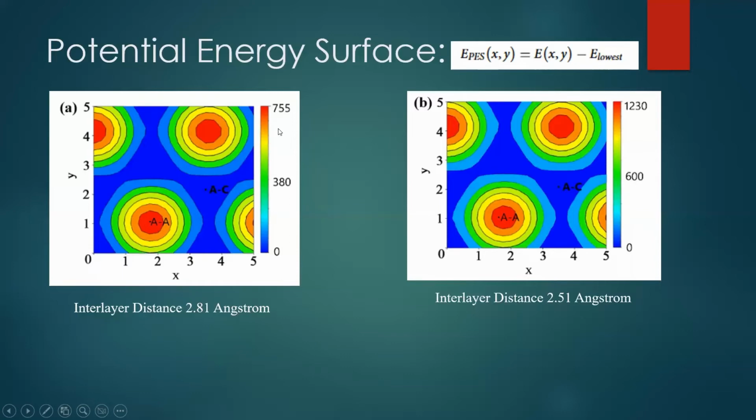The maximum is 755 milli-electron volt potential energy, which we get for the AA configuration, and the minimum is somewhere in the AC or AB configuration. However, when we compress it more to get a reduced interlayer distance of 2.51 angstrom, the potential energy difference increases even more. For the first case it was 755 milli-electron volt, but here we are getting 1230 milli-electron volt. So it is much more increased. When you compress it, we get a larger potential energy difference.